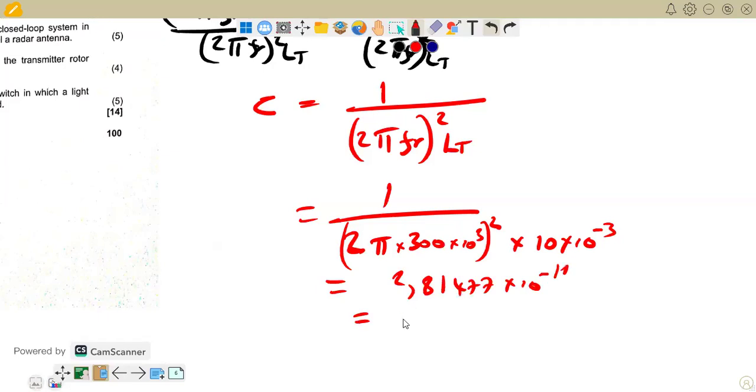Pressing the ENG button, that will give us 28.148 times 10 to the power of negative 12. That's picofarads. So the capacitor is 28.148 picofarads. That becomes our value. Let's go to the next question.